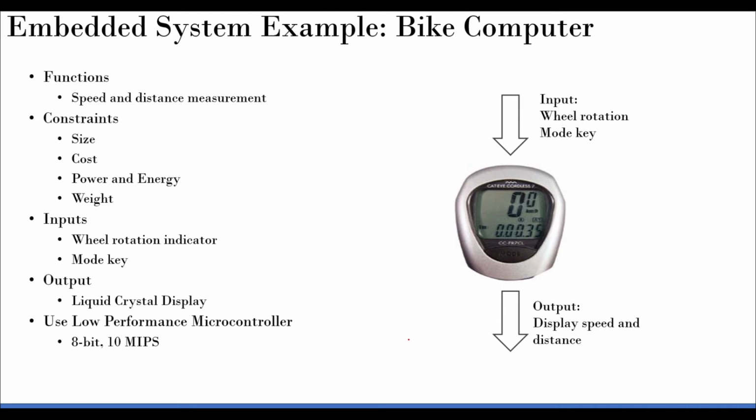You do have a bike, most of you, and you do have a bike computer or the dashboard in front of you. The major functionality for that is speed and distance measurement, right? Constraints, of course, the size. You cannot have a big dashboard for a bike when you compare that to an aeroplane, right? Cost, yeah, the bike cost is in general lower than a car cost.